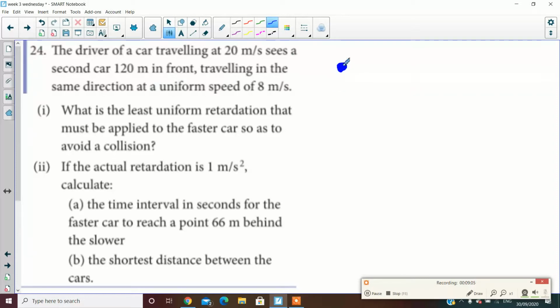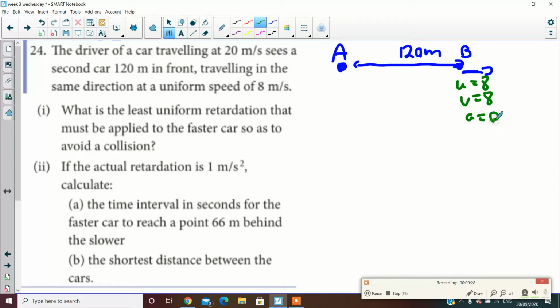So, driver of a car traveling 20 meters per second sees a second car 120 meters in front. So, car A, car B, 120 meters gap at the beginning. Same direction with uniform speed. So, if it's traveling in the same direction, this means that B isn't accelerating. So B is essentially stuck at a u value of 8 and a v value of 8 and an a value of 0. Okay, so that's set in stone.